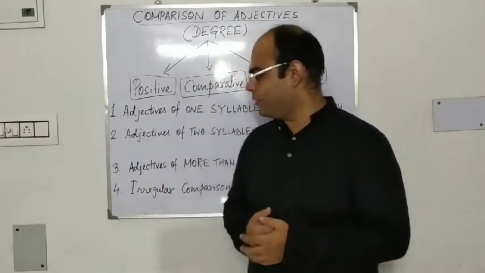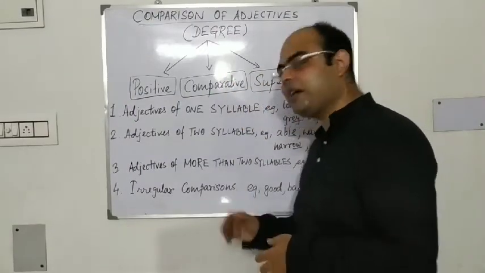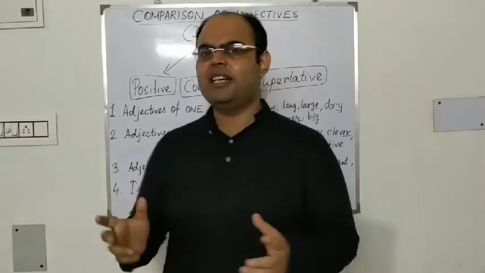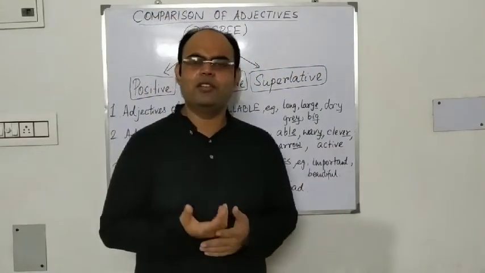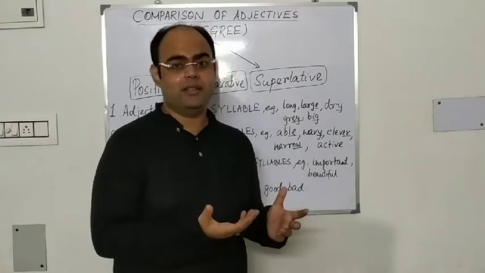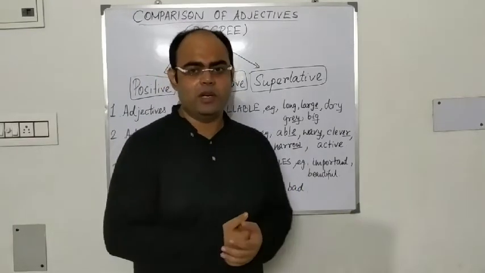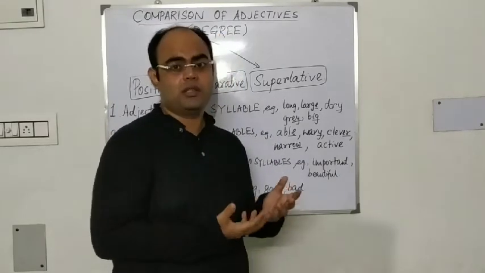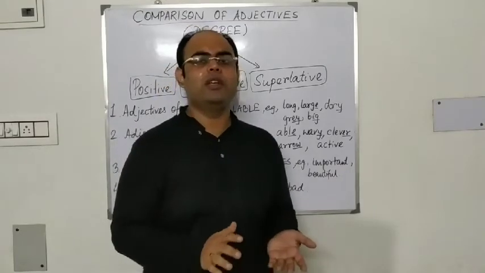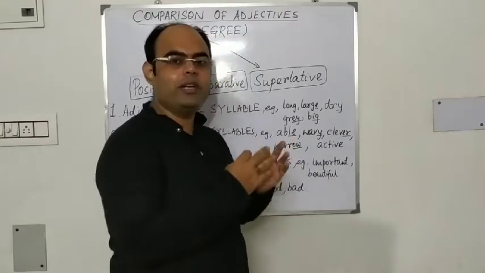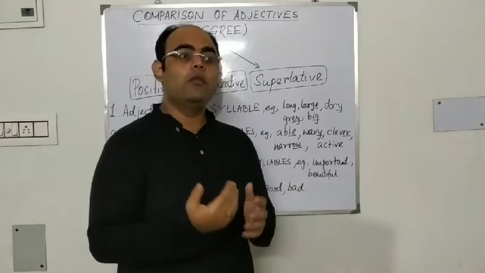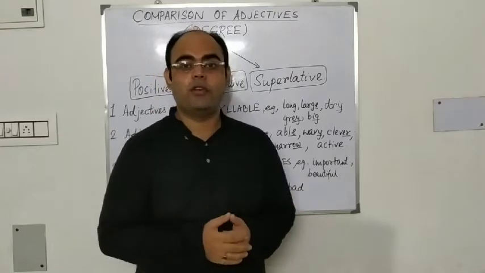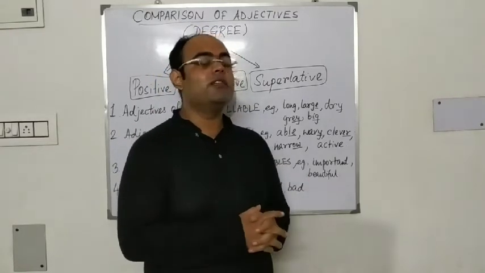But there is another one, that is number 4. We have written irregular comparisons. These adjectives do not follow any rule. Just like good or bad. Good becomes better in comparative degree, best in superlative degree. It doesn't follow any rule. Then bad becomes worse, worst. It also doesn't follow any rule. So these are the 4 different types of adjectives, with the different rules for how these adjectives change their forms.